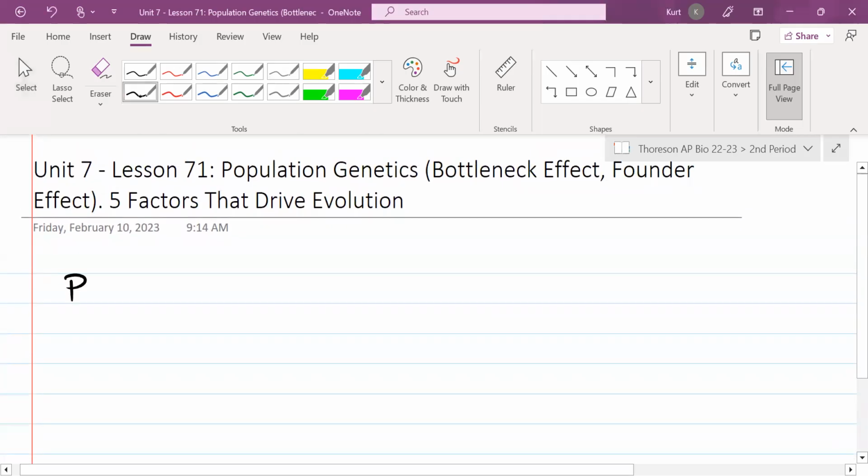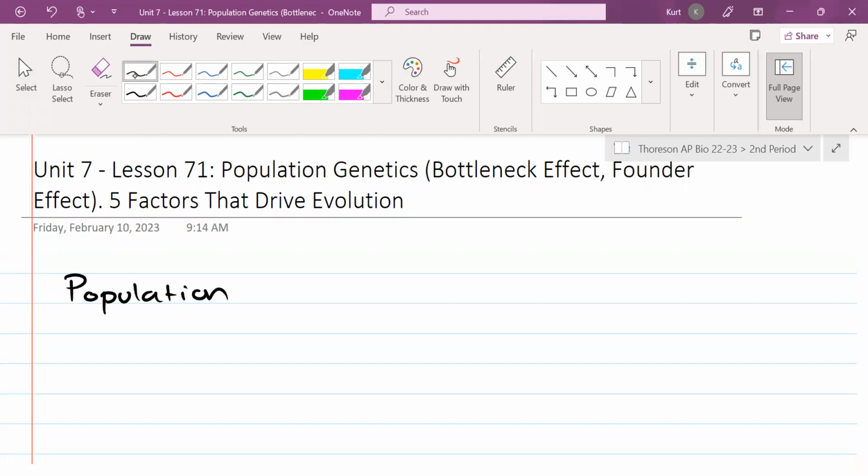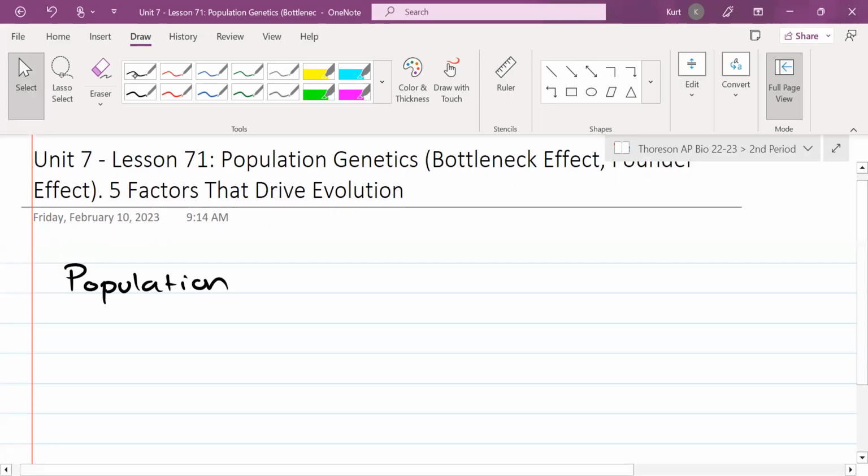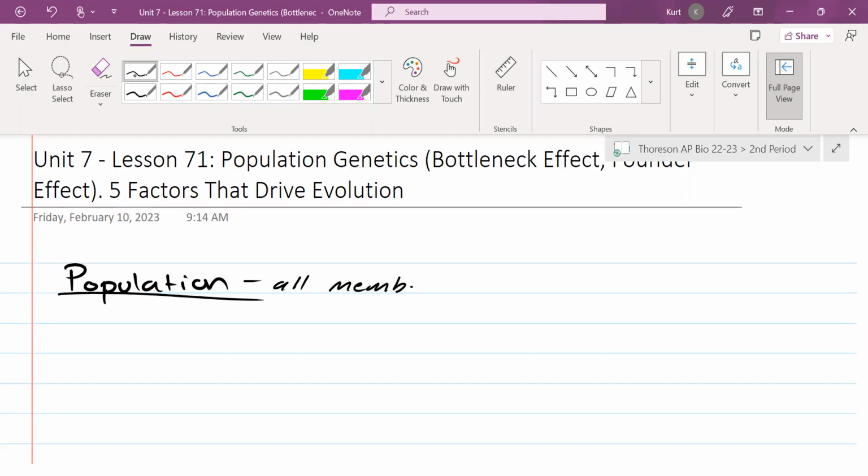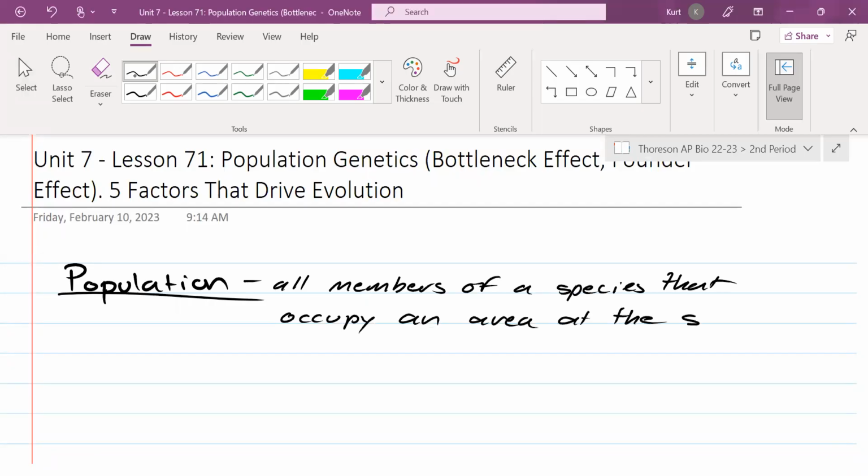All right, well, the first thing that I wanted to define for you is the population. And this is something that you're going to see in ecology next unit, which, by the way, that's your last unit. You're getting close to being done. A population is all members of a species that occupy an area at the same time. Give you guys a moment to write that down.